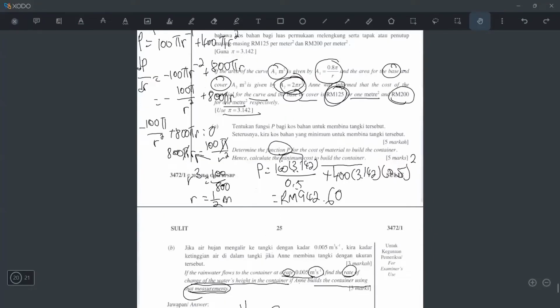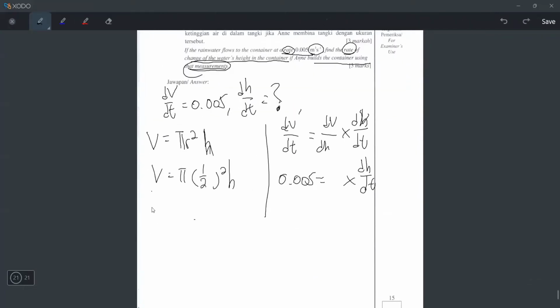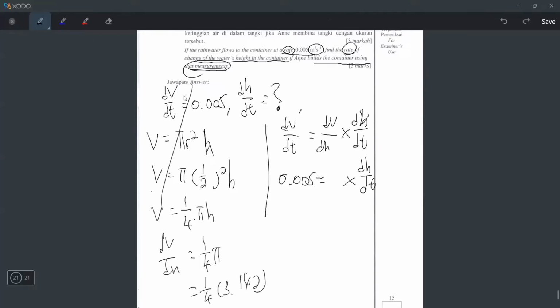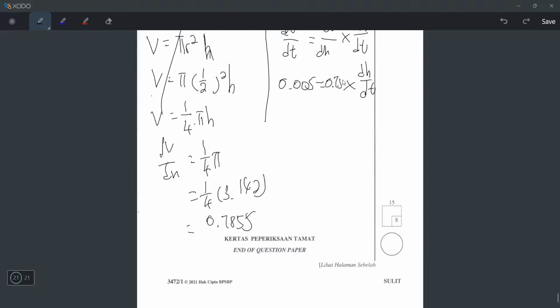Means the r is 0.5. You can use 0.5 for your r. The r will be 1/2. It means the v will be 1/4 pi h, and the dv/dh will be 1/4 pi. And that 1/4 pi, the pi you use 3.142 because the question says. And then you will put in 0.7855. And then you write 0.7855. Substitute the dh. So you get the dh dt 0.005, right answer.